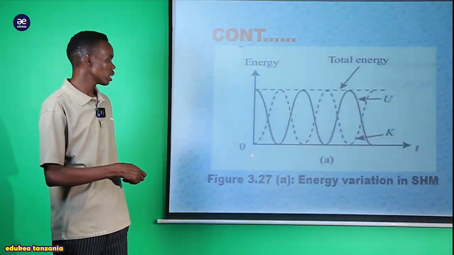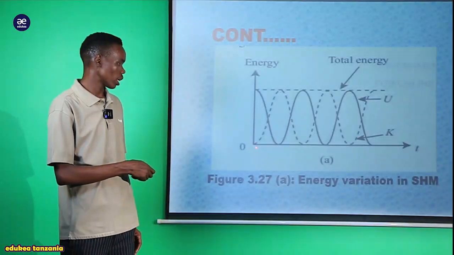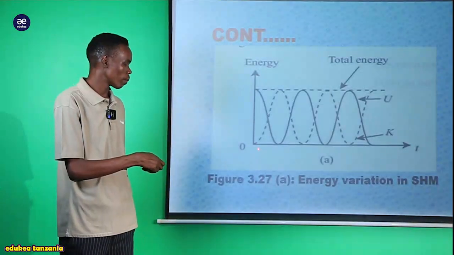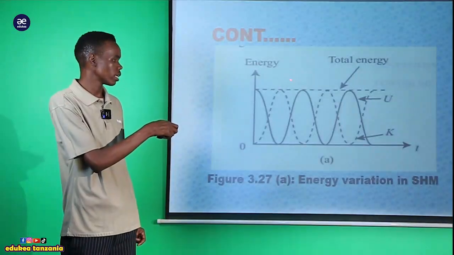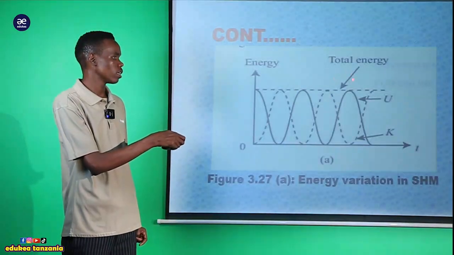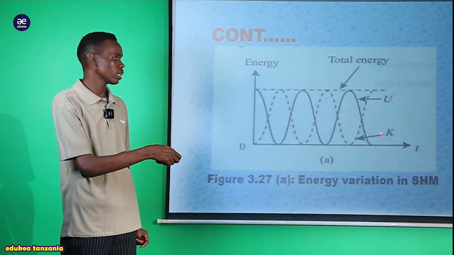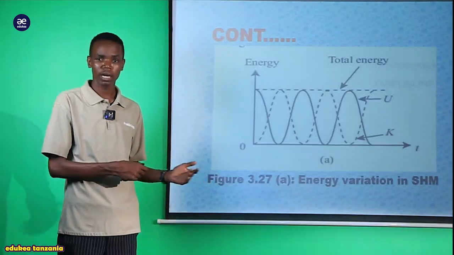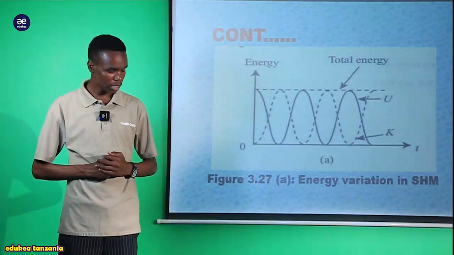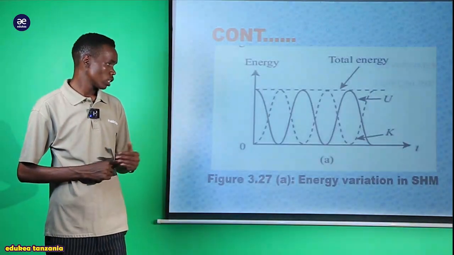But the dotted one which starts at the equilibrium position, which starts here at the original position, we see the particles rise and then fall down, then rise, then fall down. This should indicate the kinetic energy. So that one there will be the kinetic energy.